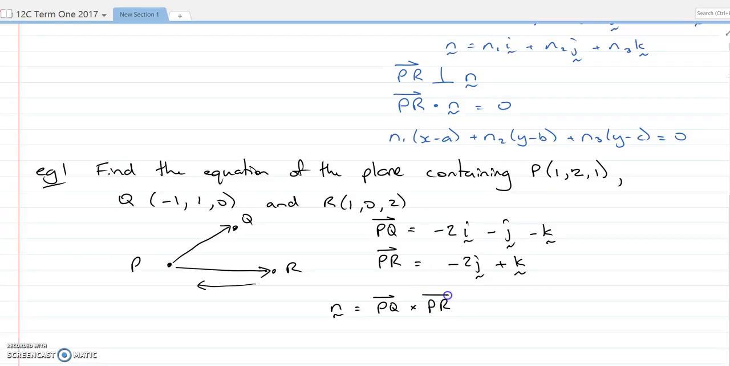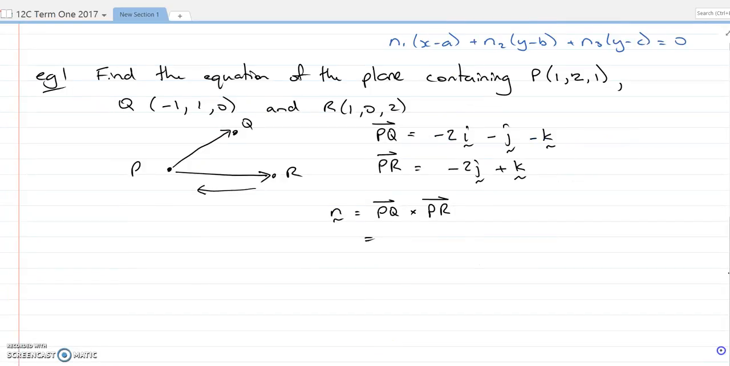And did it matter that I did it in that order? Could I have done it in the opposite order? I would of course get the negative of the normal, but it's still a normal. All I care about is a normal. It doesn't even matter how long it is, whether it points up or it points down. Okay, so to do this, these are vector cross products. So i, j, k, -2, -1, -1, 0, -2, 1.